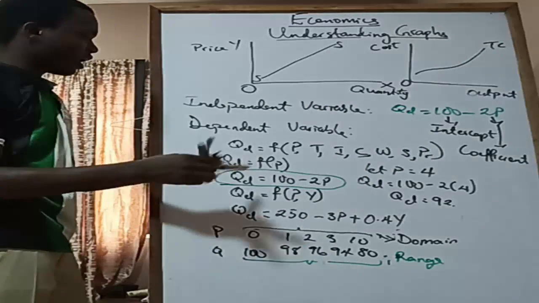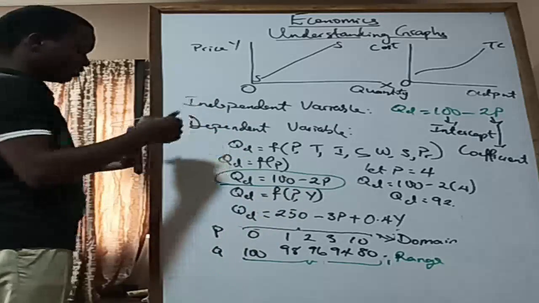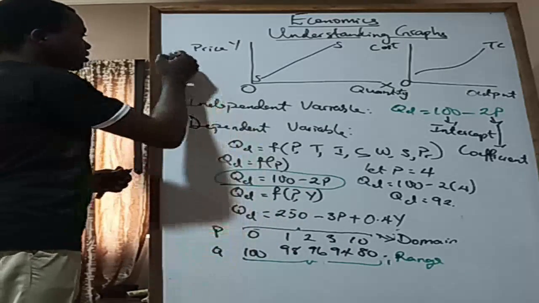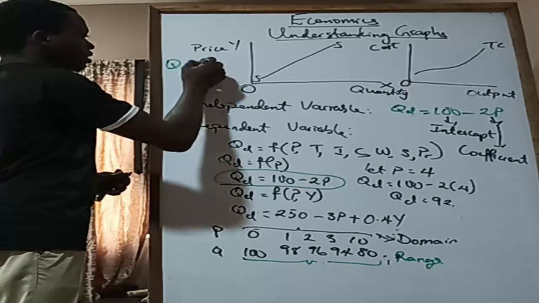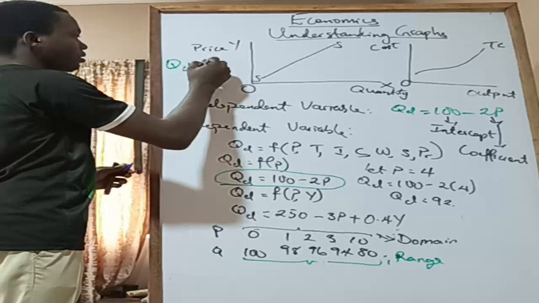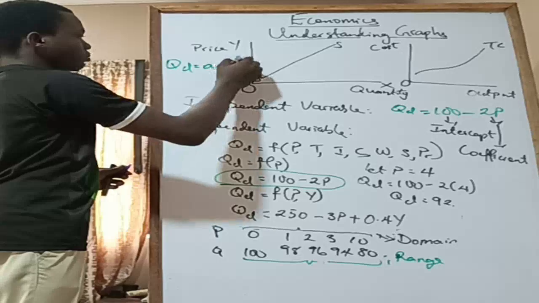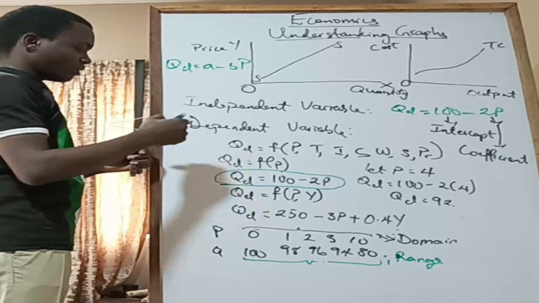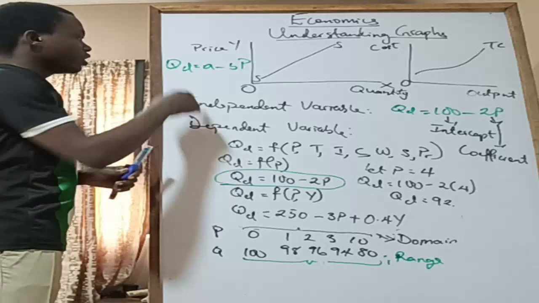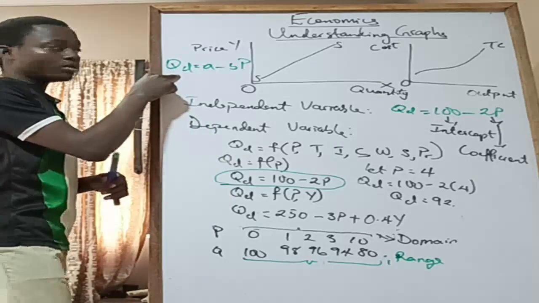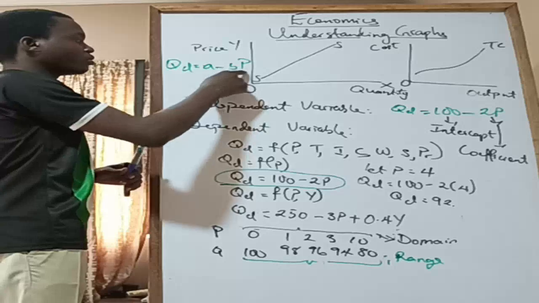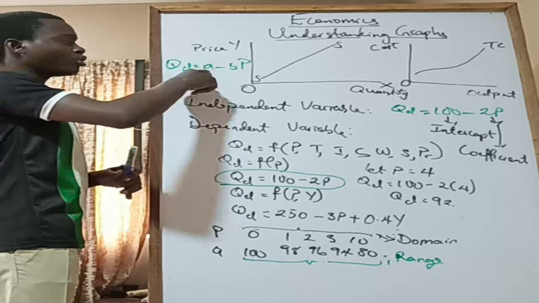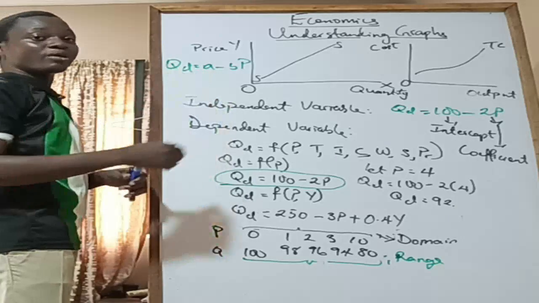So what if our equation had been expressed in this form? QD equals A minus BP. A does not have a number, B does not have a number, and P does not have a number, right? So what does that mean? QD is still the dependent variable. P is still the independent variable. A is what we call the constant term. In this case, A is the constant parameter.